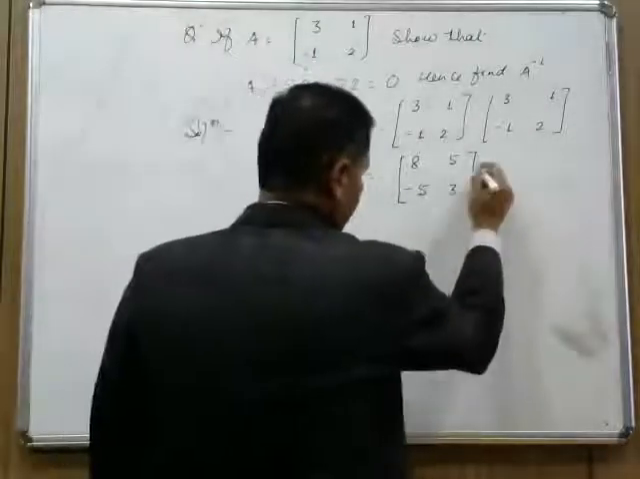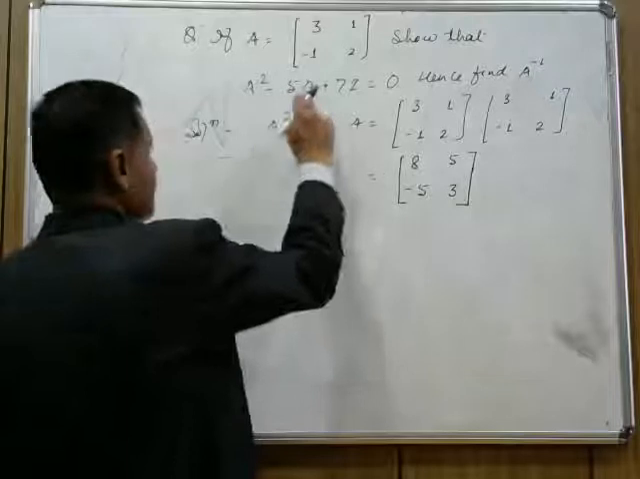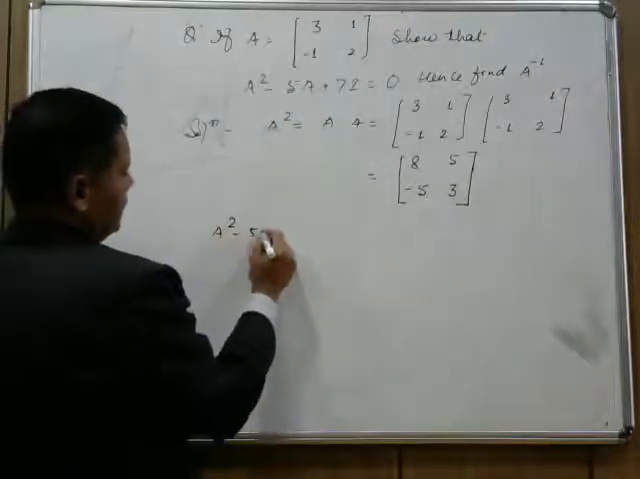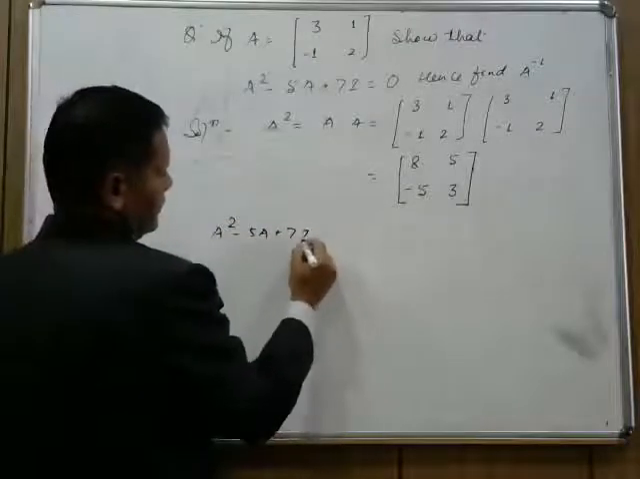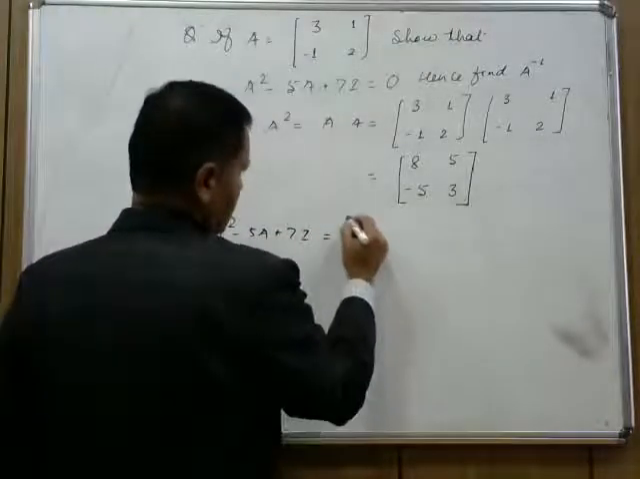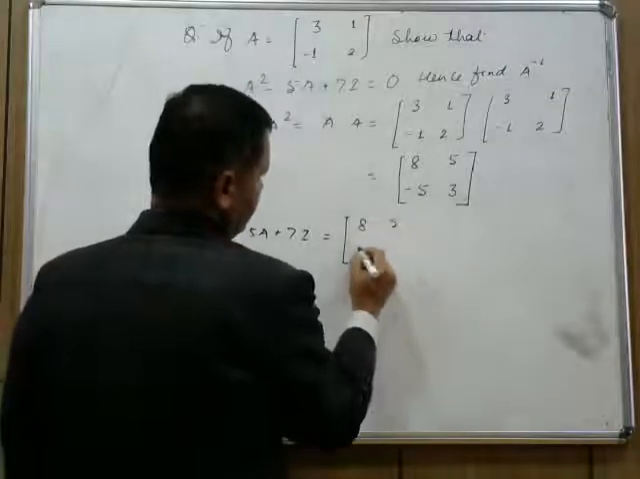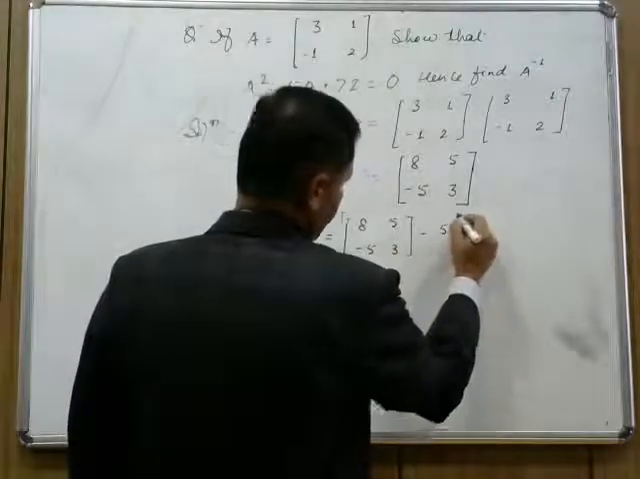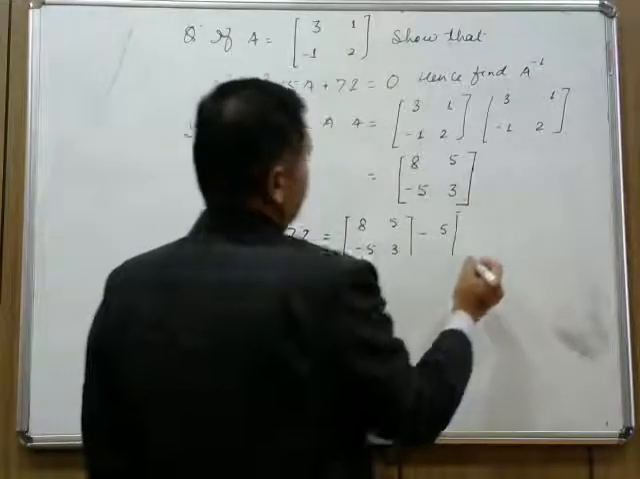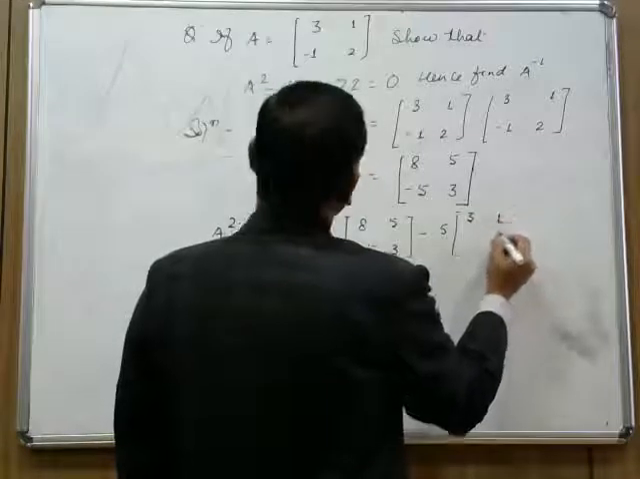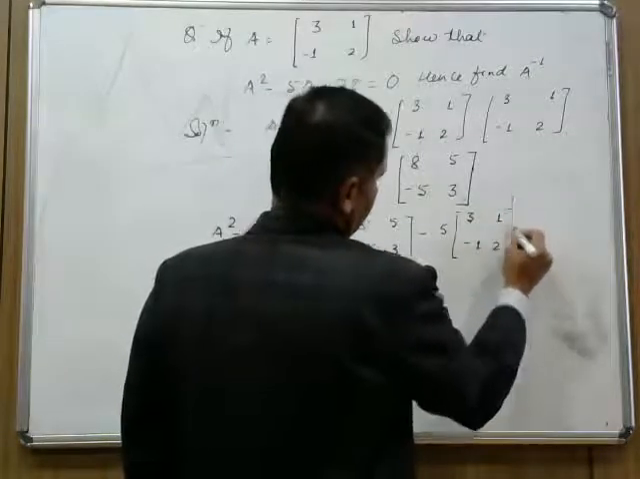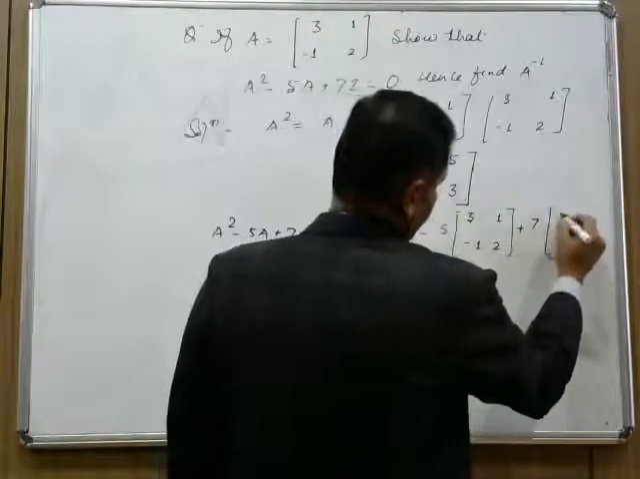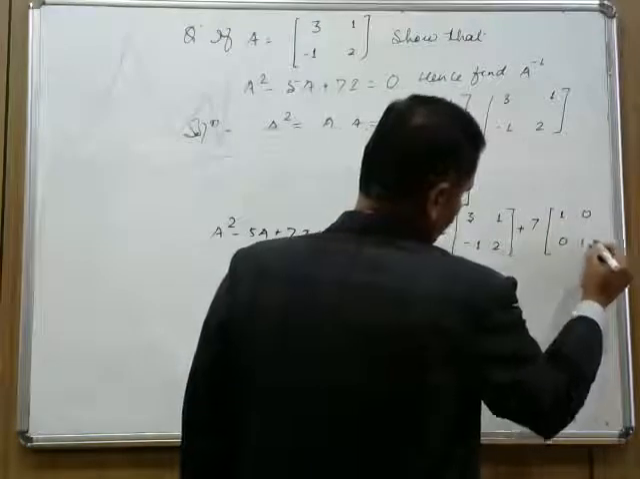Now what I have to find out? I have to find out A square minus 5A plus 7I. And now put this value. So now I write here A square minus 5A plus 7I is equal to A square is 8, 5, minus 5, 3, minus 5 into A. The value of A is 3, 1, minus 1, 2, plus 7I. I, the identity matrix 1, 0, 0, 1.